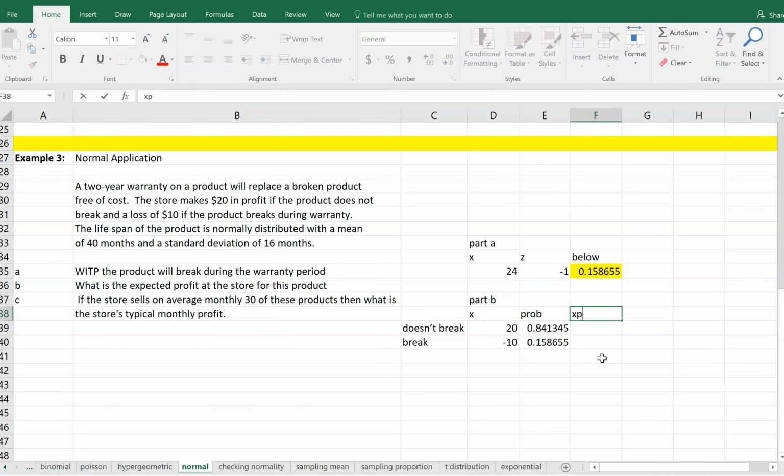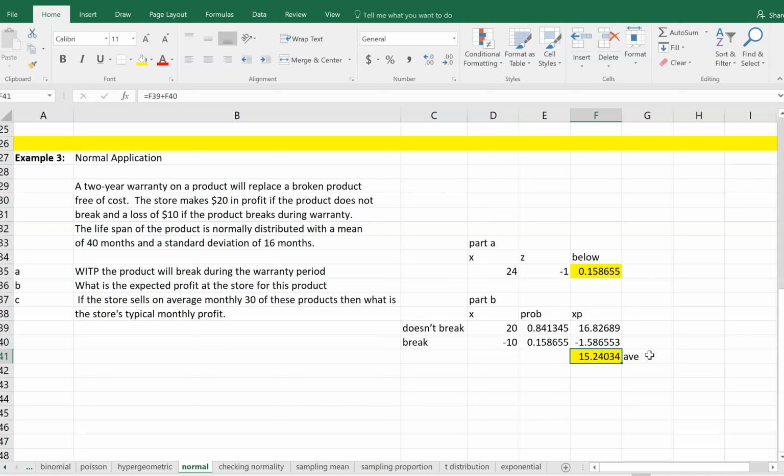If you recall from my previous videos, to find expectation is the summation of x times the probabilities. So first, I'm going to multiply x times the probabilities. And then the sum of those two is the expected payoff amount, which I'm looking for in part B. This is a great way to tie in my general distribution video with the normal distribution. So what am I expecting profit to be? $15. I expect a $15 profit. Seems like a good deal. Seems like this warranty is a good deal.